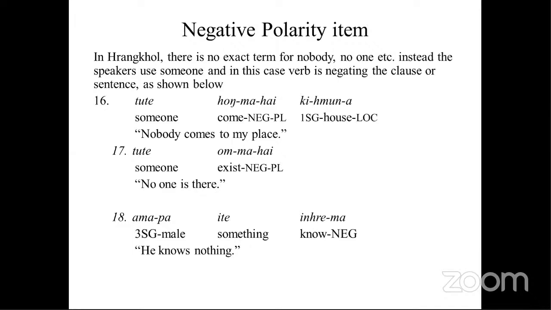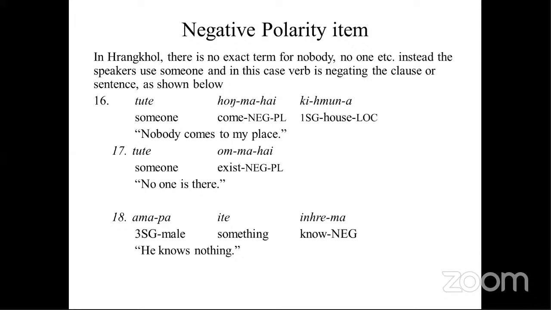Tute umma hai. Tute is again here someone, and om is existential. Ma is negative. Hai is plural. No one is there. Amapa ite inre ma. Ama is third person. Pa is male. Ite is like something. Inre is no. Ma is negation. He knows nothing.